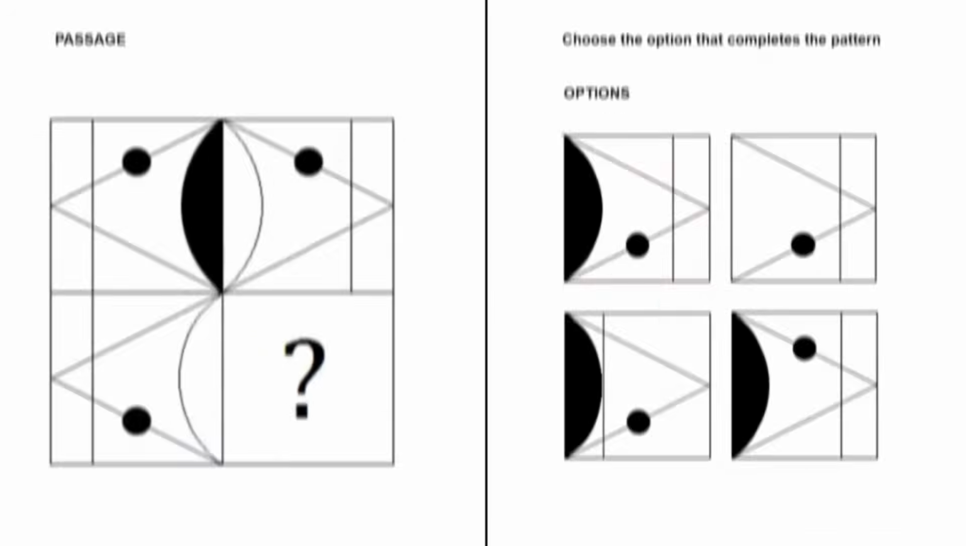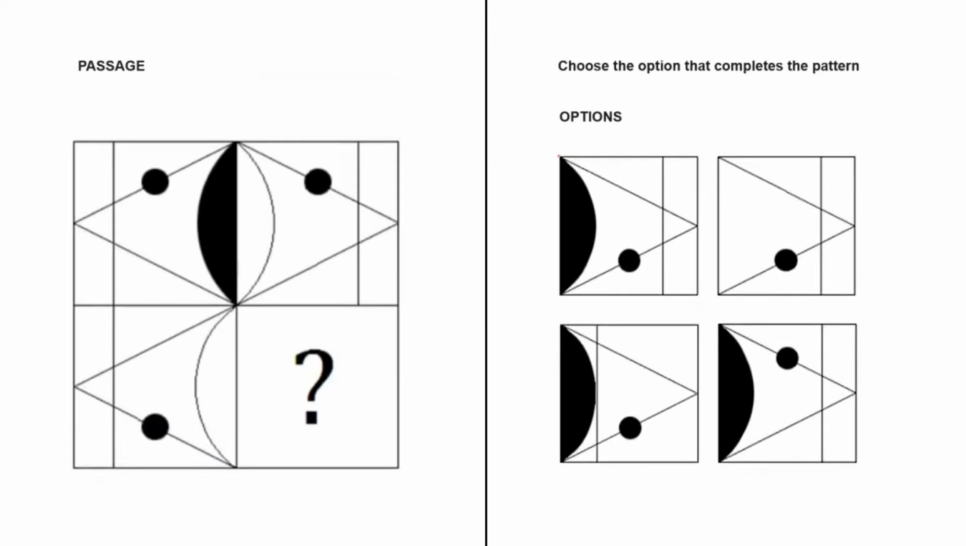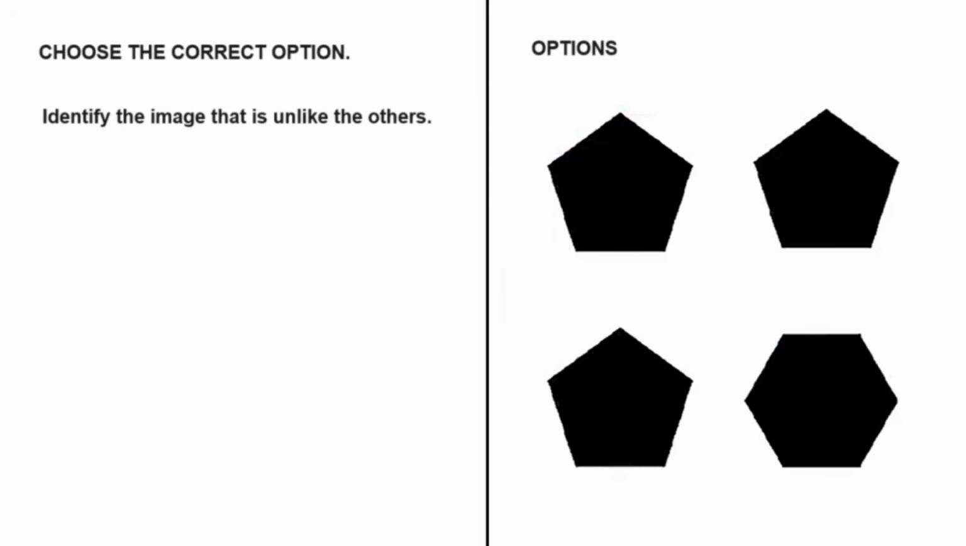Our next one is, choose the option that completes the pattern. I guess the first one is the right option. Next one is, identify the image that is unlike the others. Answer should be fourth one. Now let's move on to our next test format.